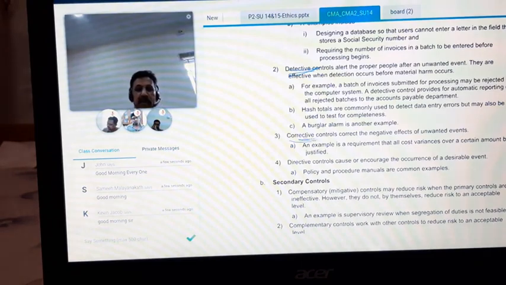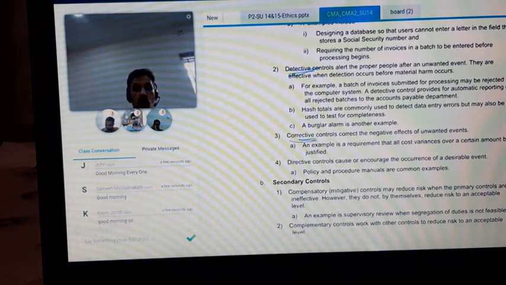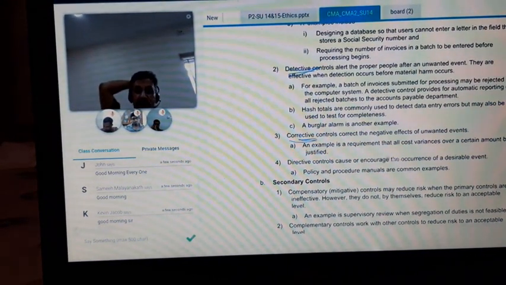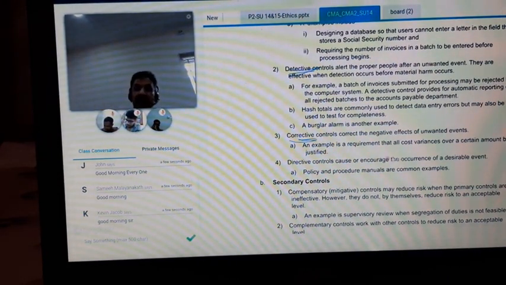Then directive controls. Directive controls cause or encourage the occurrence of desired events. Right? Directive controls cause or encourage the occurrence of a desirable event. What's the example?